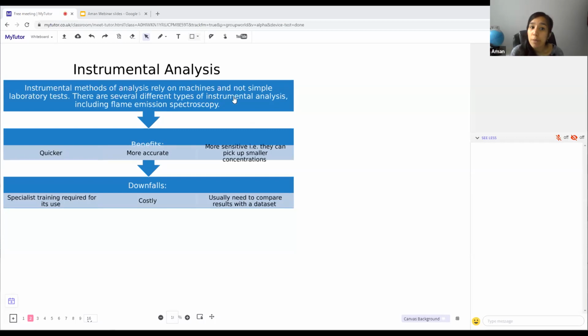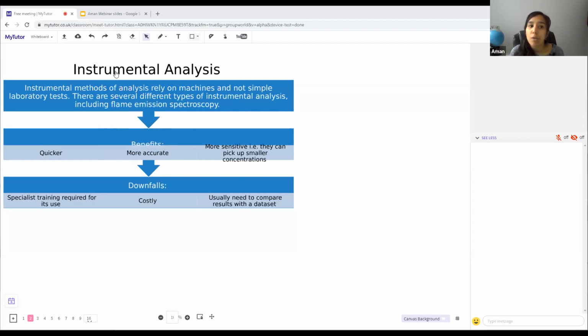There are several different types of instrumental analysis, but as I said, the one that we're going to focus on is flame emission spectroscopy. That's the one that all the exam boards want you to know. The one that seems to focus on it the most is AQA. I've seen lots of exam questions for AQA. It's a newer topic for Edexcel and OCR, so there aren't very many exam questions on it, but we'll do two today. So hopefully you can see what they're looking for.